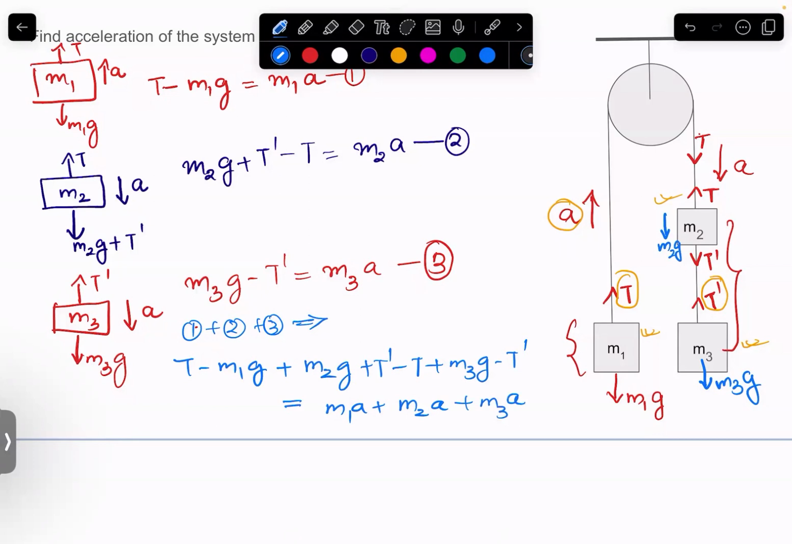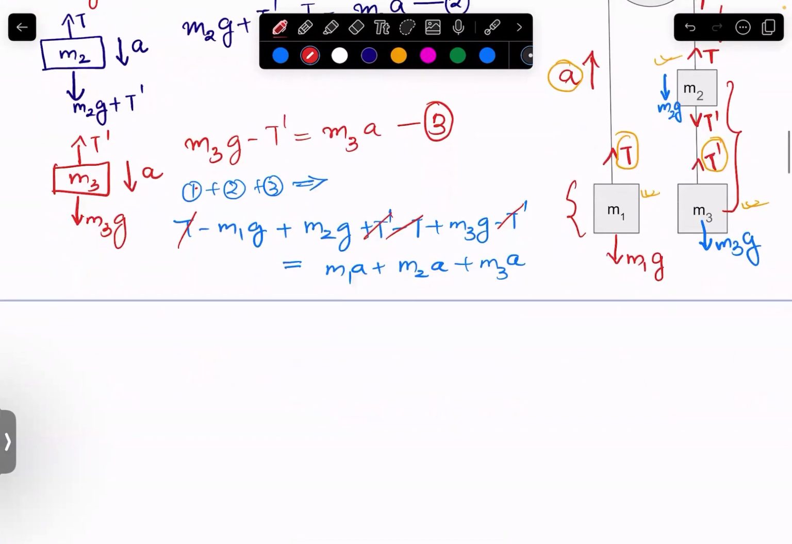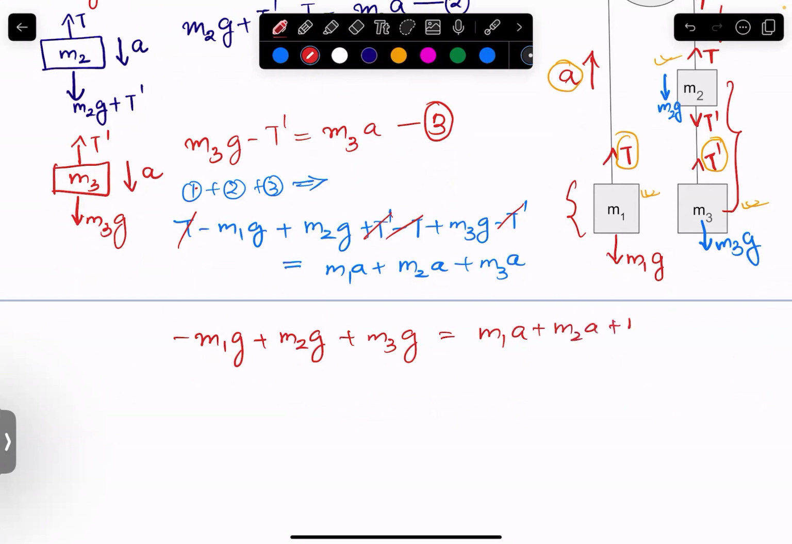So what all gets cancelled now? You can see that T and this T, they are getting subtracted, and T dash and minus T dash is getting subtracted. So what is left here? You can see that minus m1g plus m2g plus m3g equal to m1a plus m2a plus m3a.